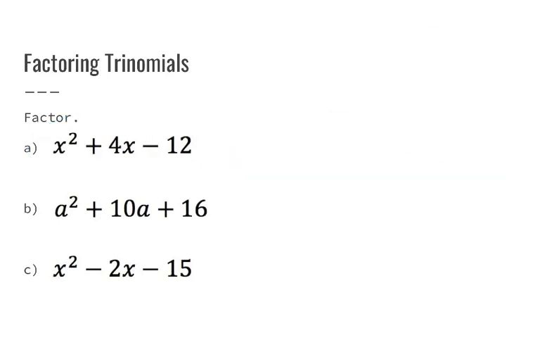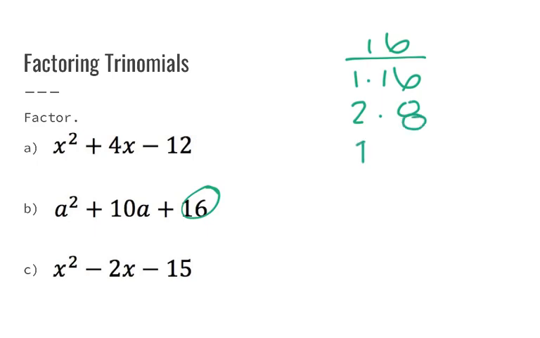All right, let's work on the second one. So I need to write down my factors of 16. So that'd be 1 times 16, 2 times 8, and 4 times 4. It is a positive 16, so all of these can either stay positive or both of them could be negative.